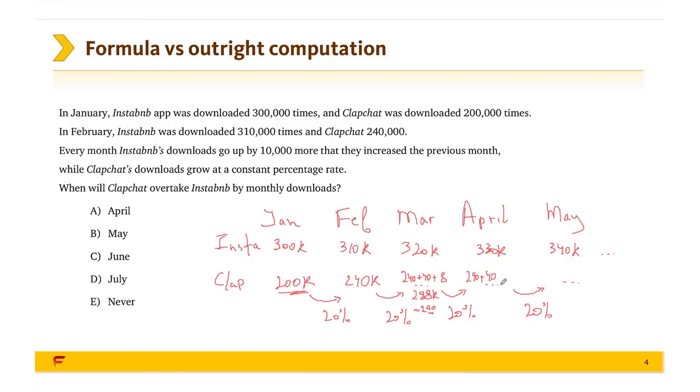And that should be 18. So the number here would be 290 plus 40, so the number will definitely be bigger than 330. That will be 330 from here already, and then plus 18. We don't even need to compute it because now we see that Clap has overtaken Insta. So April should be our answer. Clap will overtake InstaBnB by monthly downloads in April. Easy, right? You just need to make the computation. You don't need to build a huge formula here because you don't need to compute much after all. That's a rule of thumb, actually. Try to do the computation first. Maybe you will realize that it's an easy approach. If so, awesome.